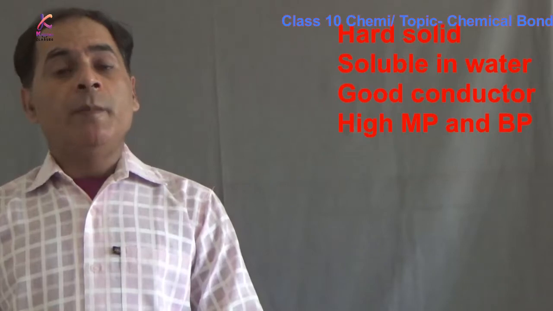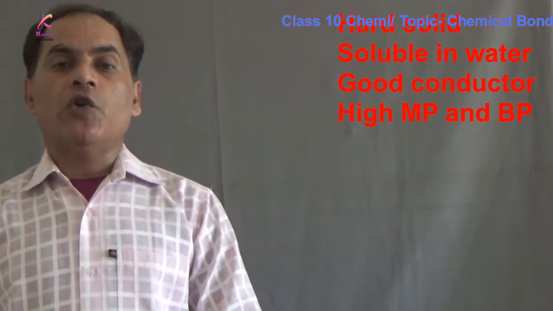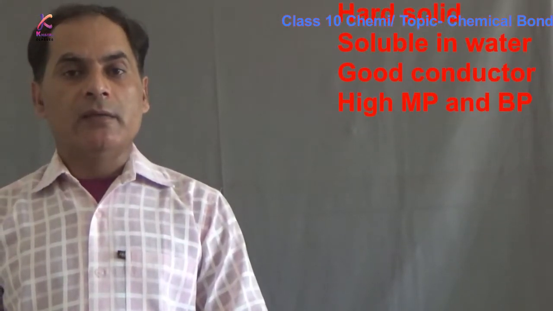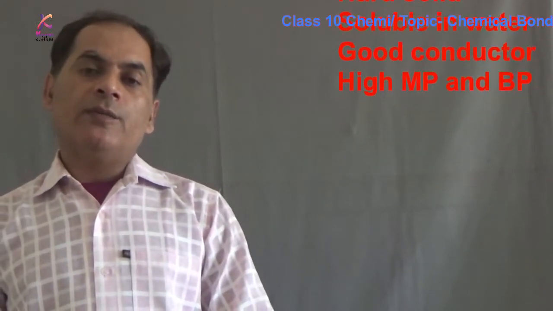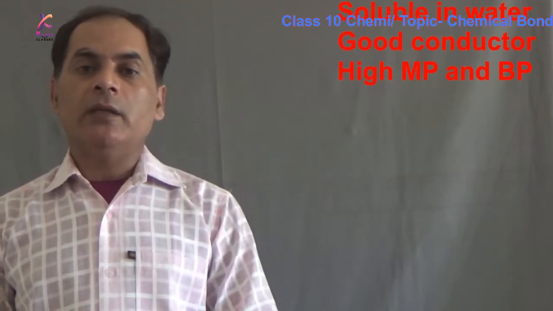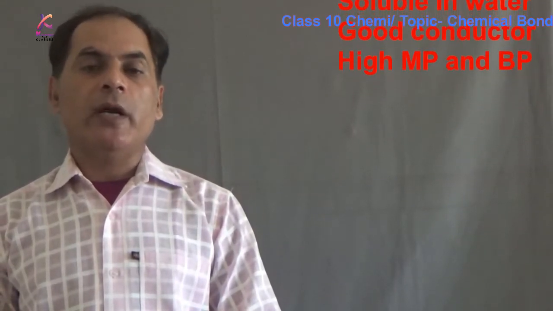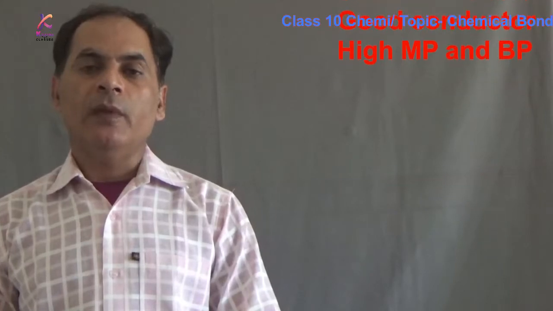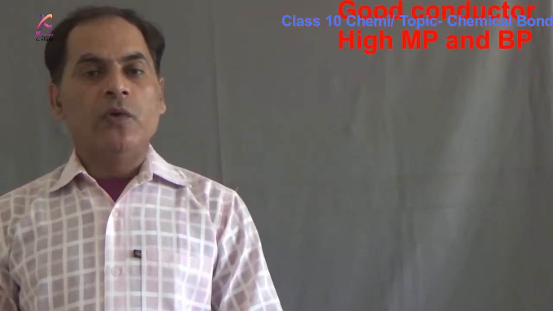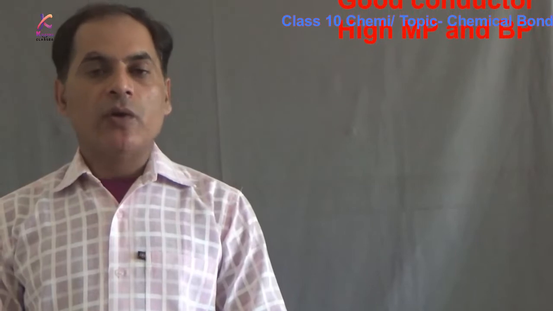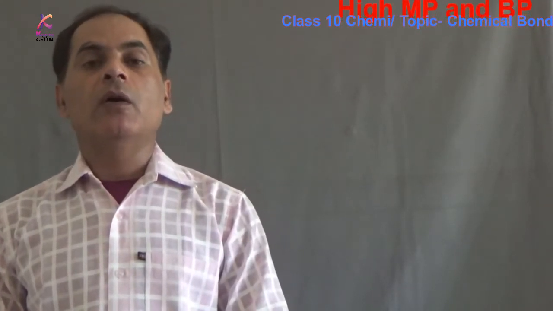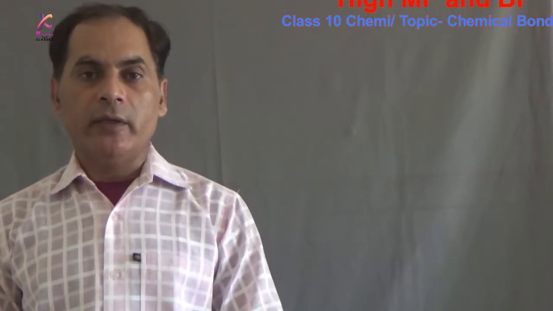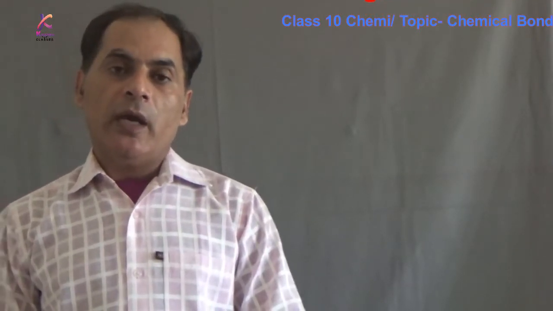Conductivity: ionic compounds are good conductors of electricity because of ions. They are in ionic forms, and these ions carry the electric charge and make them good conductors of electricity in aqueous solution or in the molten state. In the solid state they are bad conductors of electricity, but in the liquid state, fused state, molten state or in aqueous solution they are good conductors of electricity.